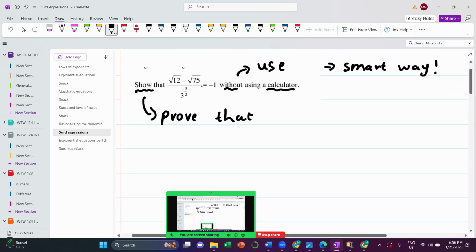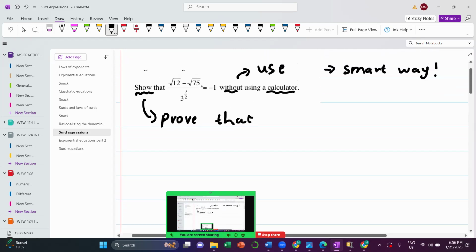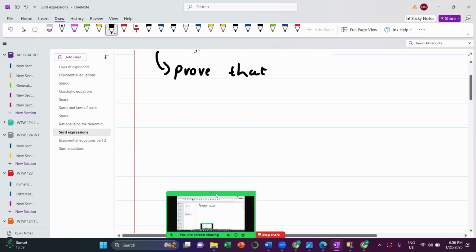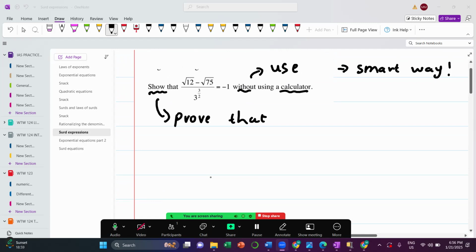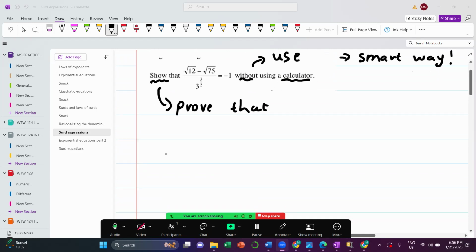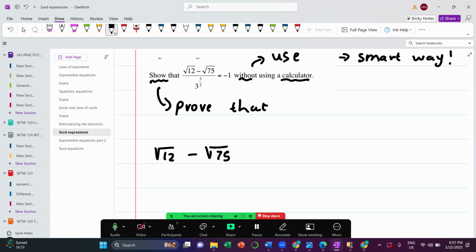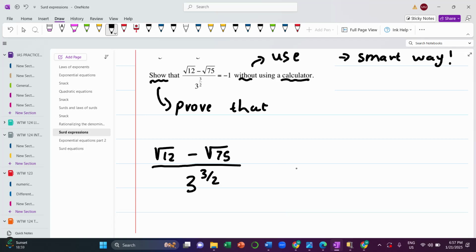So I told you in such cases that you take whatever is on the more complicated side and show that it's the same as what is on the right hand side. So let's take what is on the complicated side. We're given the square root of 12 minus the square root of 75 all over 3 to exponent of 3 over 2. We are going to use a calculator, but now we are going to use it when we want to find factors.